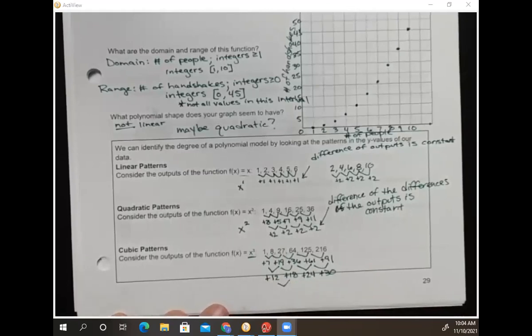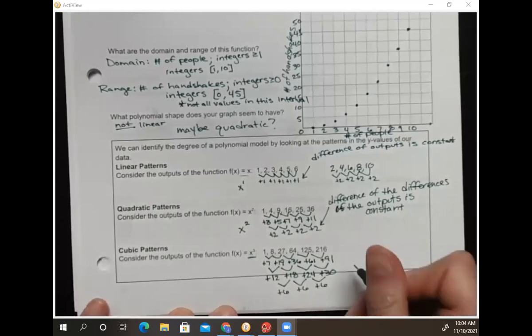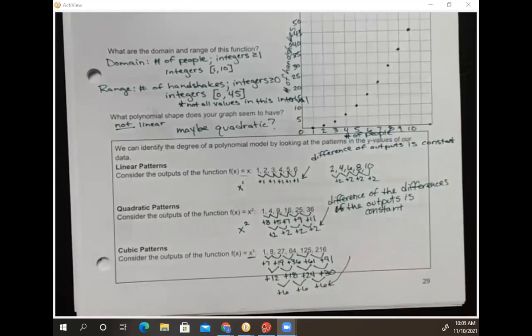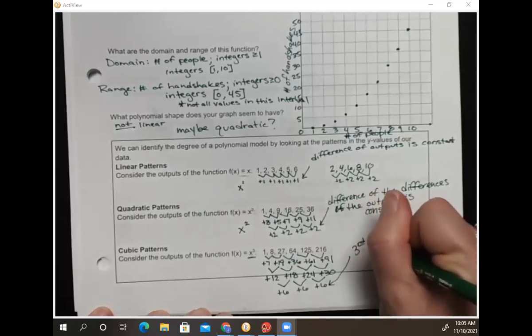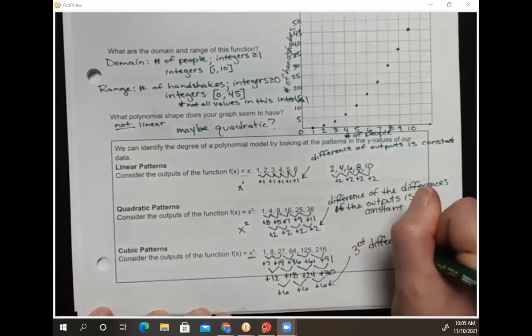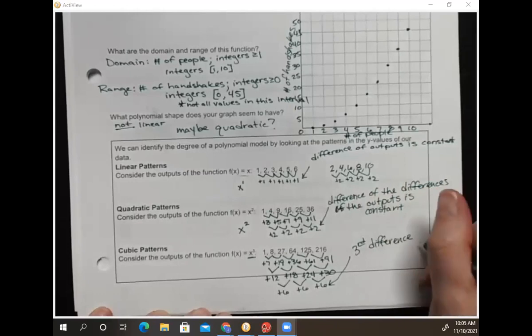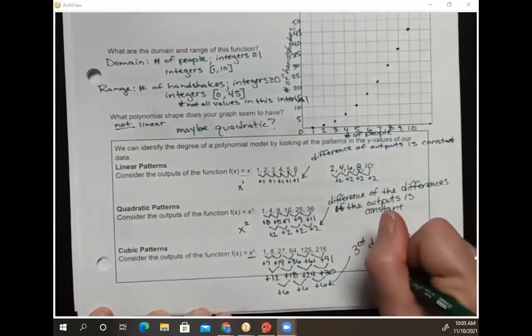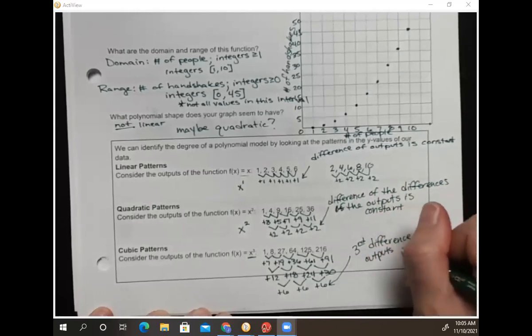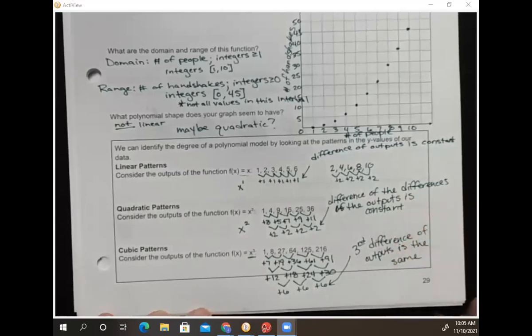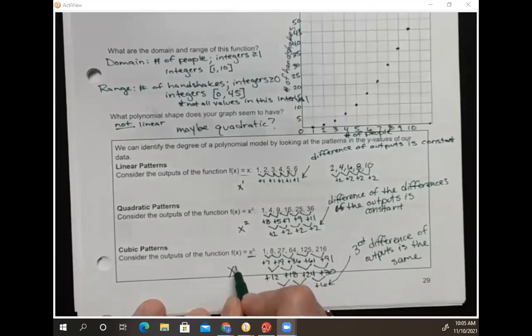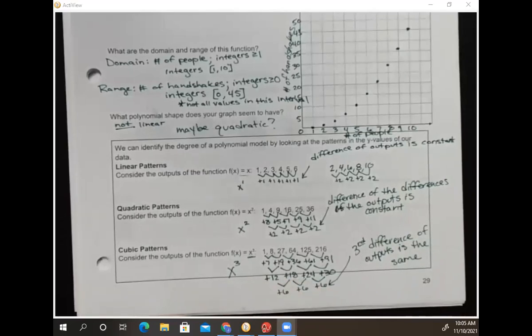But if I go one layer down more, to get from 12 to 18, we add 6. 18 to 24, we add 6. 24 to 30, we add 6. That's where I get that constant. So my third difference of those outputs is the same. So when I go down to that third layer, that's going to be a cubic function.